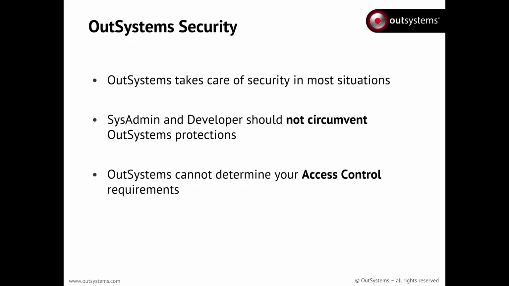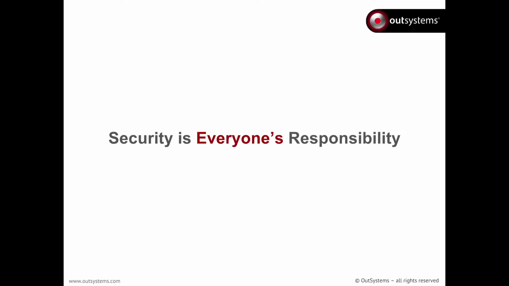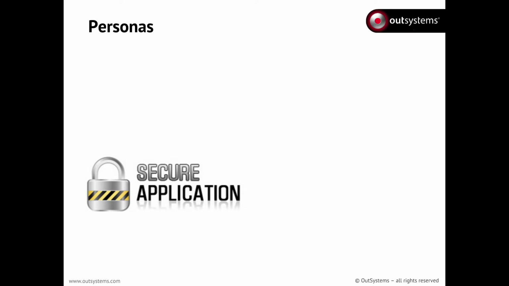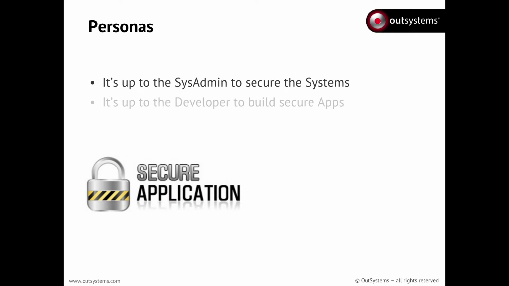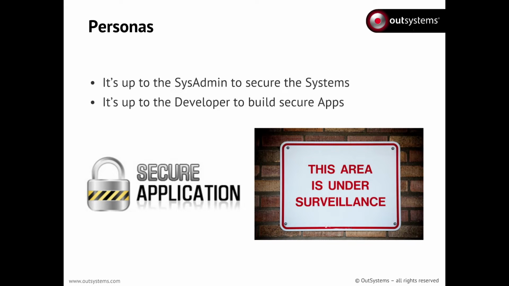OutSystems cannot determine your access control requirements though, so you need to define them manually. And once you start going into security a bit deeper, you will understand that no platform, of course, can understand all of your requirements, and you need to implement the proper mechanisms for enforcing the proper security policies of your enterprise or of your customer using specific code. So security is everyone's responsibility. Now, it's up to the sysadmin to secure the systems, and it's up to the developer to build secure apps.